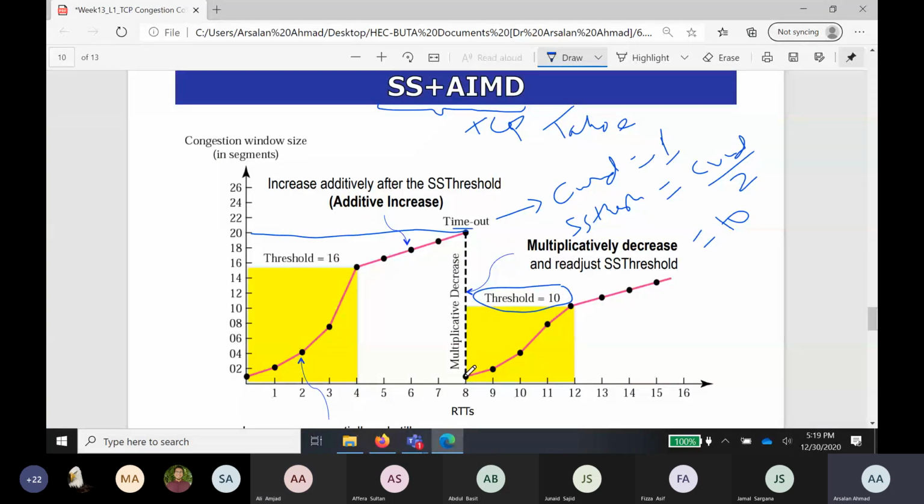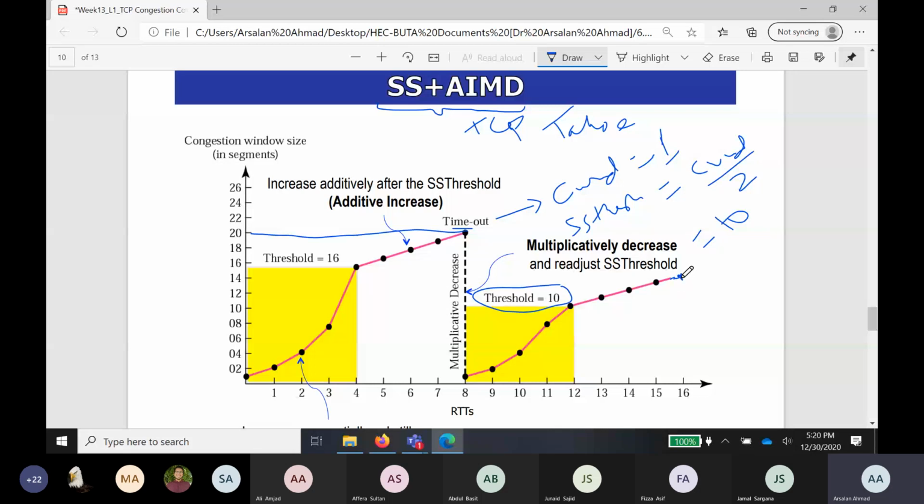So for instance, if the timeout had not happened here and we kept on going, then wherever we have the timeout, the C-wind value at that place, that value is divided by 2. So for instance, right now the threshold was set at 10. Let's assume that we moved from 15 to 16. Okay, so 10, 11, 12, 13, and then 14. Let's assume right at this moment there is another timeout.